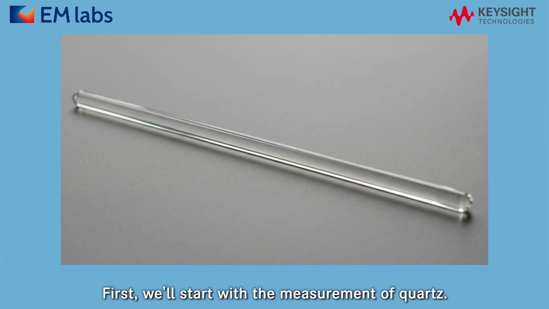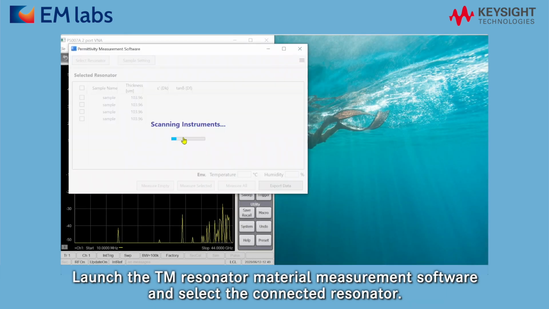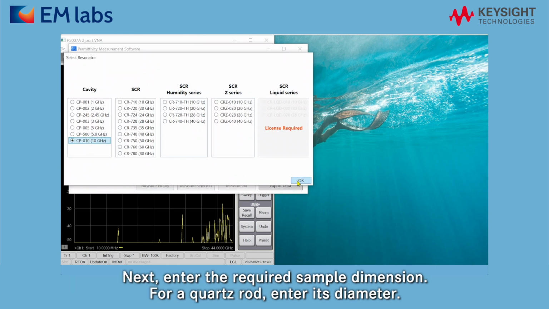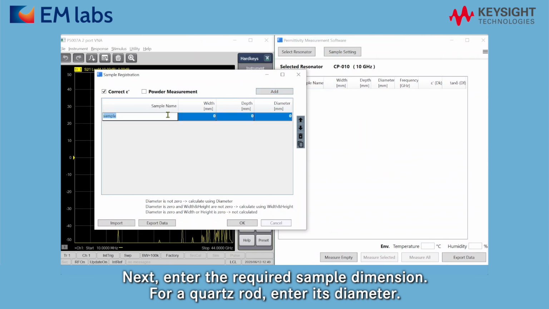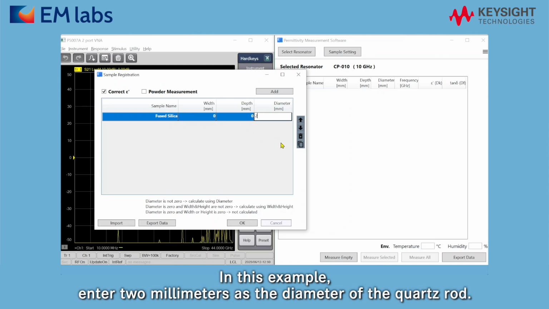First, we'll start with the measurement of quartz. Launch the TM Resonator material measurement software and select the connected resonator. Next, enter the required sample dimension. For a quartz rod, enter its diameter. For a rectangular rod or strip-shaped sample, enter the specified thickness and width. In this example, enter 2 mm as the diameter of the quartz rod.